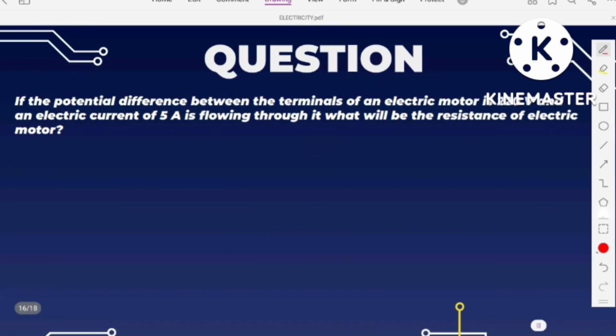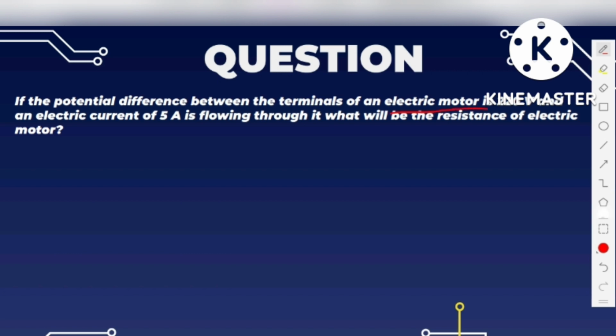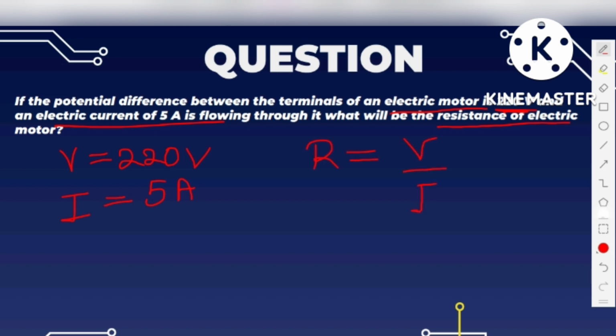Here the potential difference between the terminals of an electric motor is 220 volts, and the electric current is 5 amps. So V equals 220 volts and I equals 5 amps. What would be the resistance of the electric motor? Similar to the previous question, R equals V by I, which means 220 volts by 5 amps. After the division, we get 44 ohms.